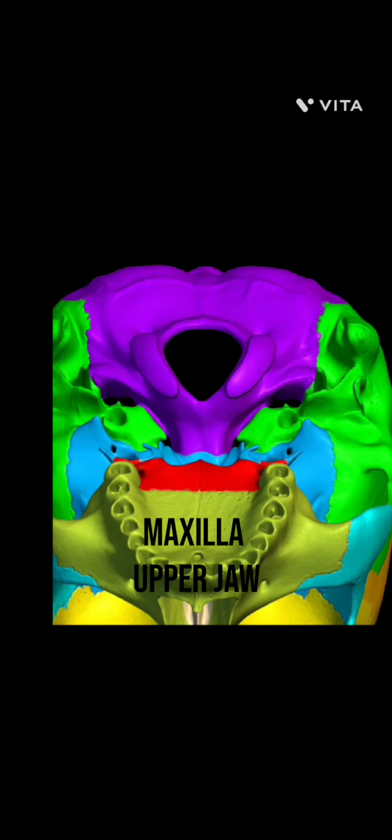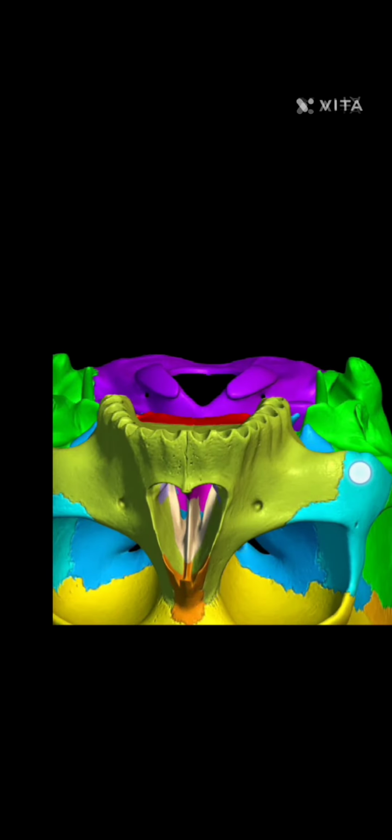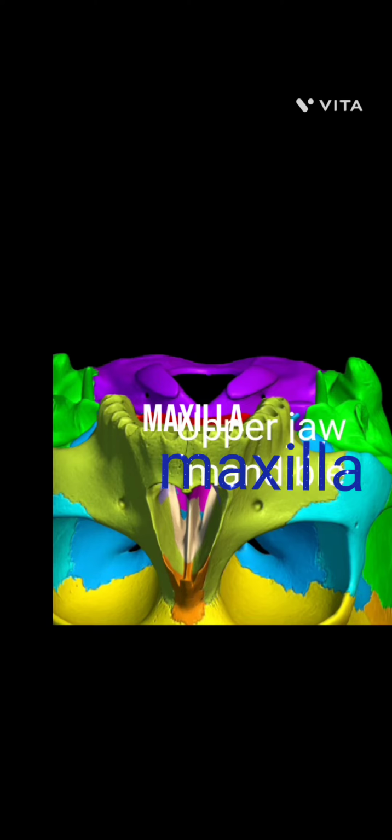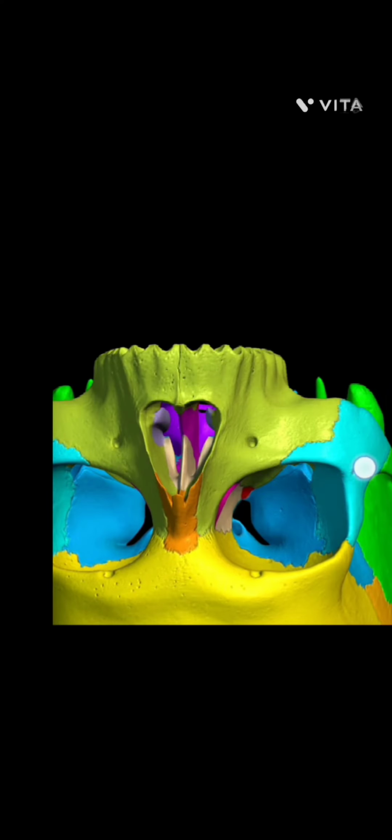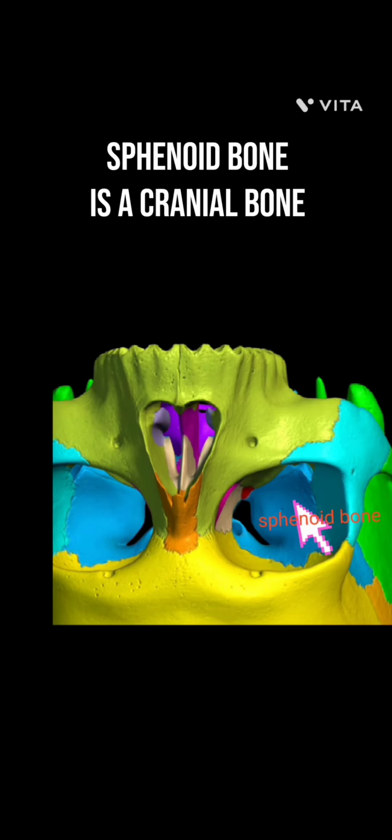The upper jaw, which is fixed with the skull, is called maxilla. Upper jaw is immovable and is joined with the skull.